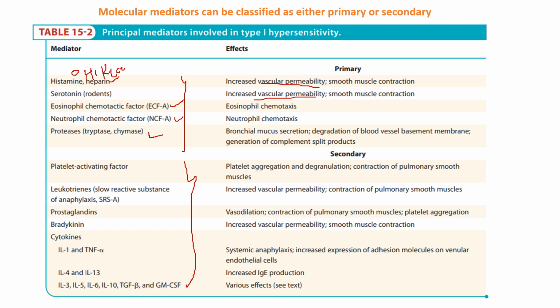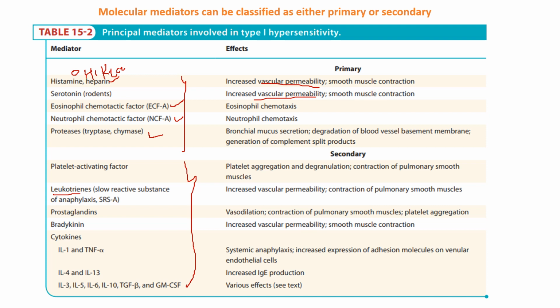Now the secondary mediators include platelet activating factor, leukotrienes, slow reactive substances, prostaglandins, bradykinin, cytokines, and chemokines. These are all secondary mediators. The leukotrienes and prostaglandins are not formed until the mast cell undergoes degranulation and phospholipase signaling initiates the enzymatic breakdown of phospholipids in the plasma membrane. Once degranulation occurs, the secondary mediators are released from the cell. The resulting enzymatic cascade generates the prostaglandins and leukotrienes.